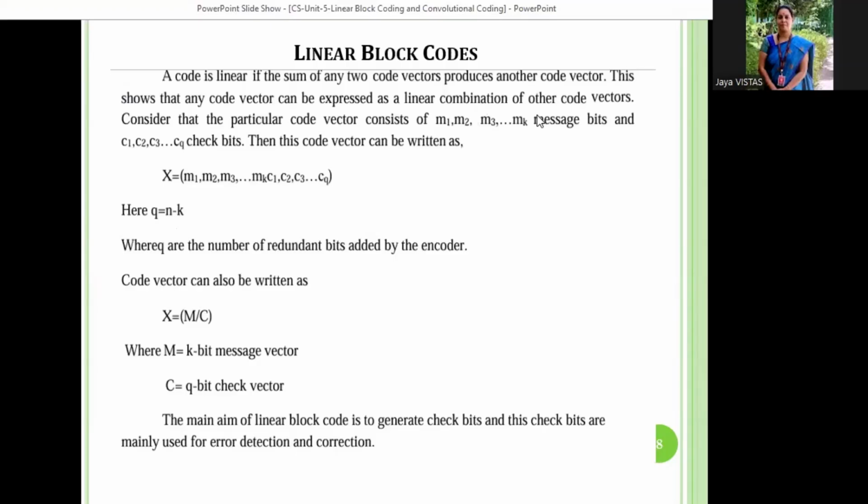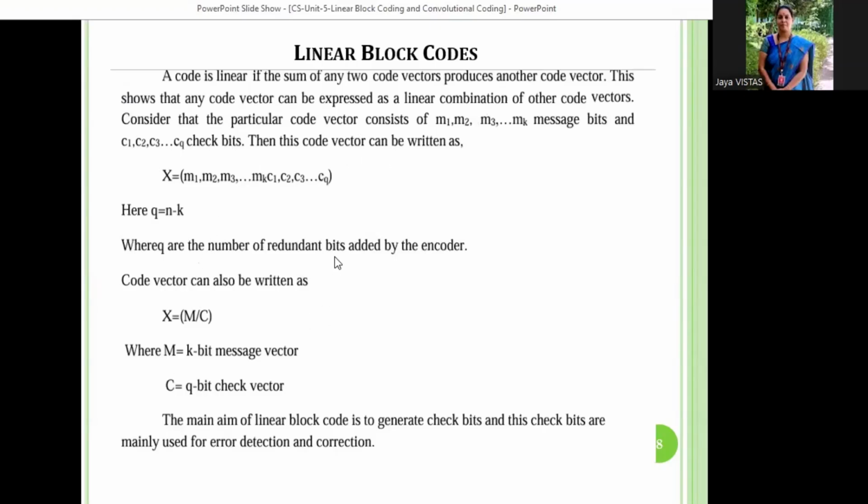So here we can consider the code vectors. The k number of bits, as we already told, are the message bits, which represent m1, m2, m3 up to mk. Then c1, c2, up to cq are the check bits, 1 to q number of check bits. The k message bits are represented by the small alphabet m, and the code vector can be written with capital letters.